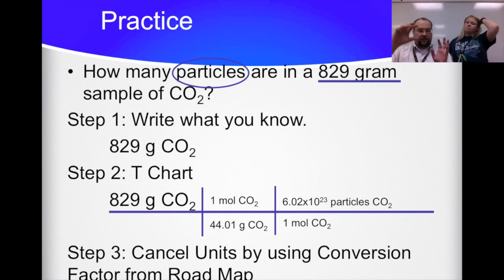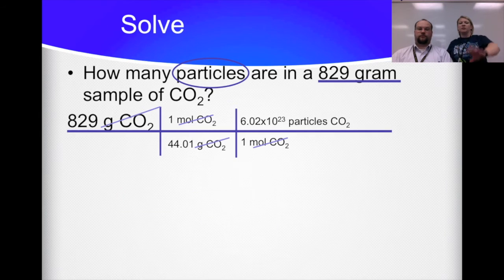So you take your grams and put them into moles, which is the middle step. Then you take your moles and put them into particles. Then I can cancel my gram units, and I can cancel my mole units. What's perfect is the only unit left that you see is particles. And what did we circle? Particles. So we set it up correctly.